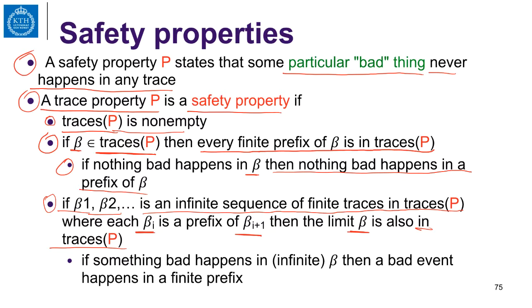So it means that beta will satisfy the safety property, which is saying that if something bad happens in this infinite sequence beta, then a bad event must have happened in a finite prefix of that. And this is now avoided by making sure that all finite prefixes are good prefixes. You don't have a bad event.